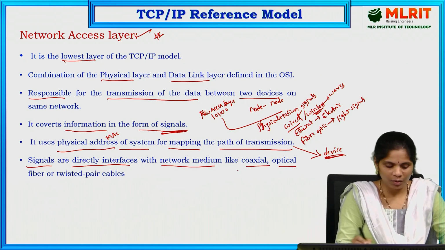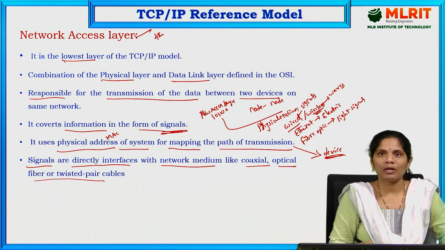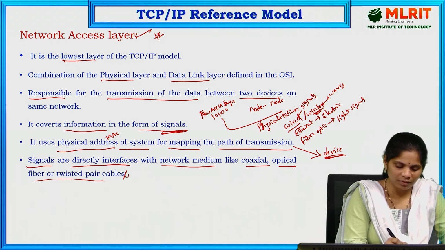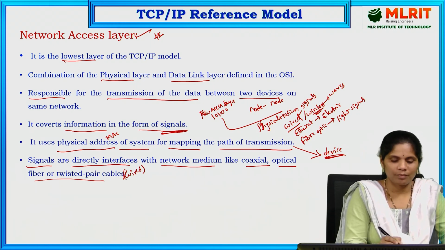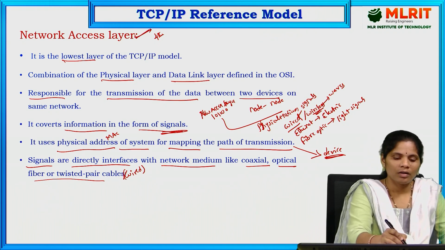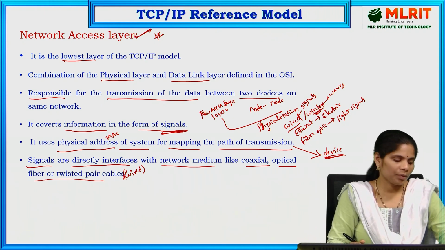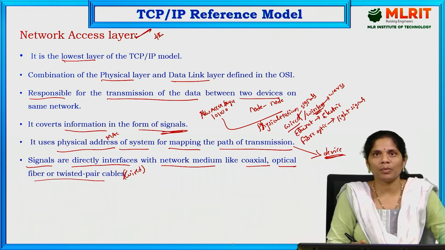These are the different cables we are using in the network access layer: coaxial cable, fiber optic cable, twisted pair cable. These all come under which medium? These are all the wired medium. So this is about the network access layer in the TCP/IP reference model. These are the 4 layers in the TCP/IP reference model.